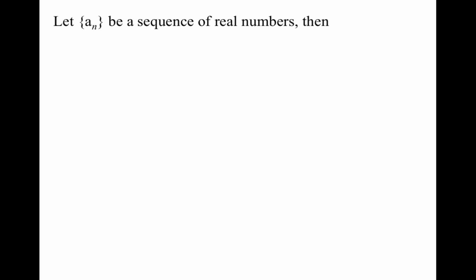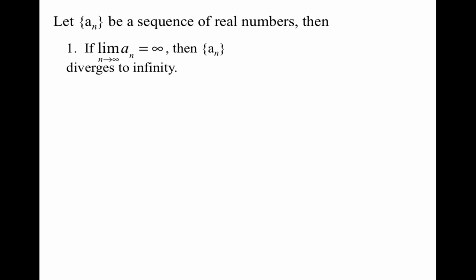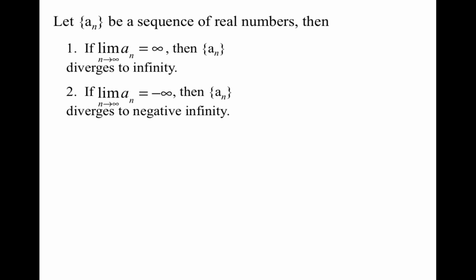So we're going to let a sub n be a sequence of real numbers. Then, if the limit as n approaches infinity of a sub n equals infinity, then we say that the sequence a sub n diverges to infinity. If the limit as n approaches infinity of a sub n equals -infinity, then we say that the sequence a sub n diverges to -infinity. And here is an example of the graph. And as you can see in this graph, as n gets infinitely large, the sequence values keep increasing infinitely.